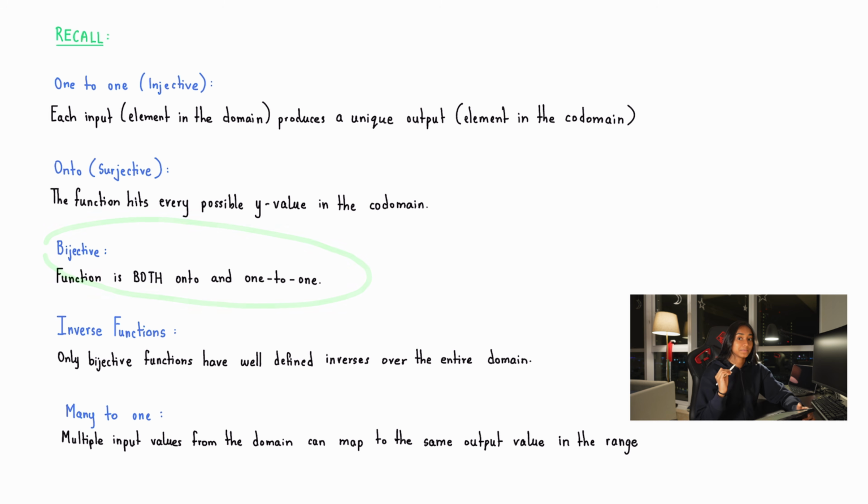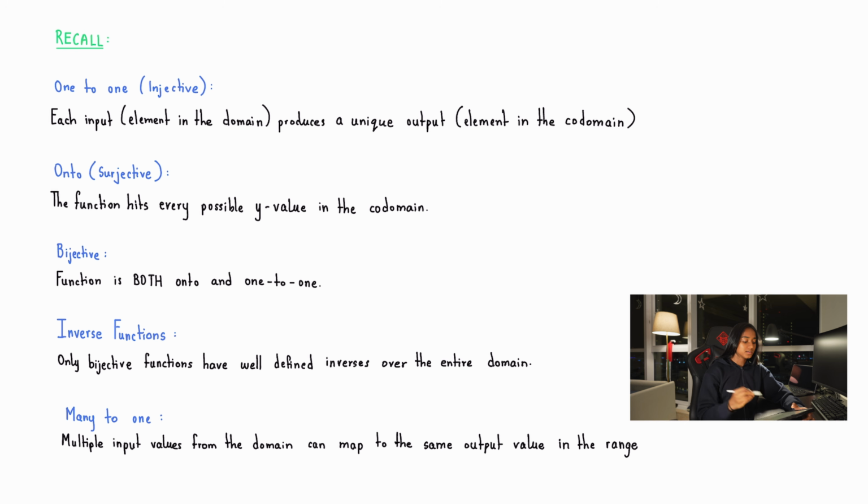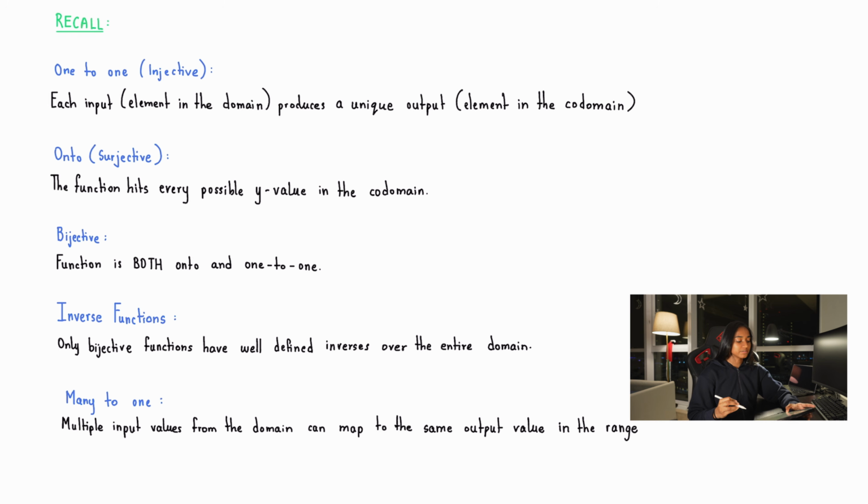The function can very well be bijective. Just a note that inverse functions, only bijective functions have well-defined inverses over the entire domain. And for many-to-one, multiple input values from the domain can map to the same output value in the range. Right? So if you need a quick recap, go and look at those little diagrams where they map, just to refresh.